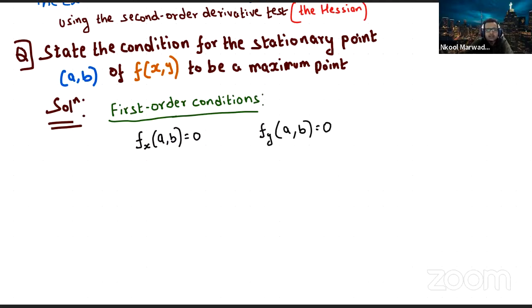Now we will look at the second order conditions, which is something new we will be studying. These second order conditions will help us determine, for a stationary point, whether it is a point of maxima, a point of minima, or a saddle point also.